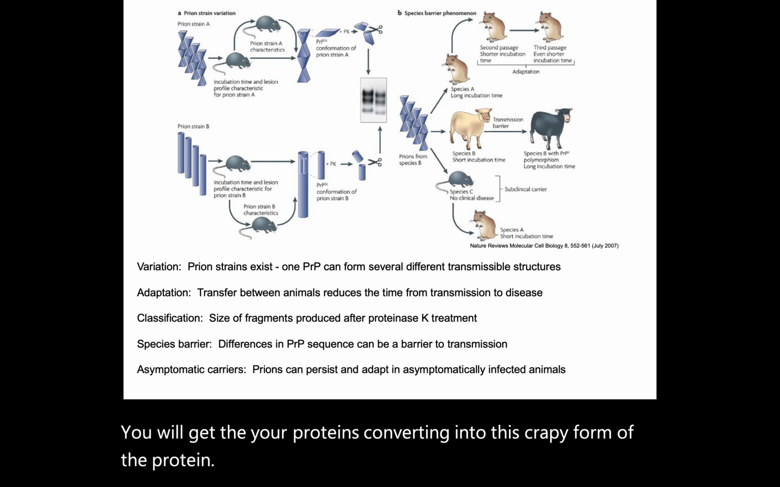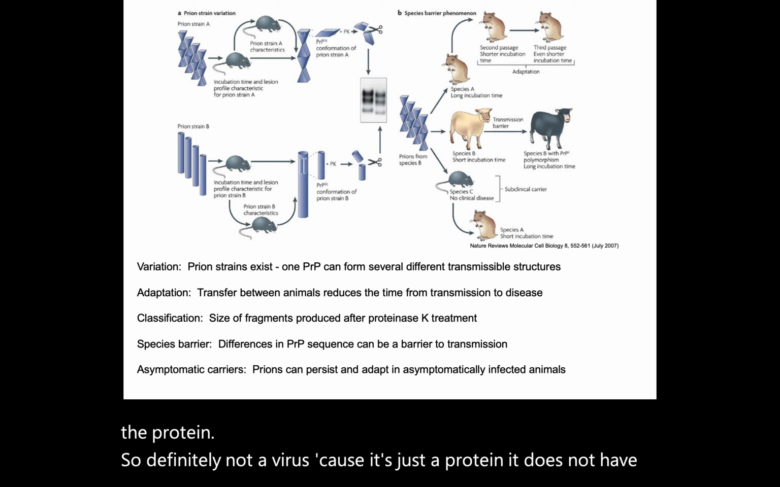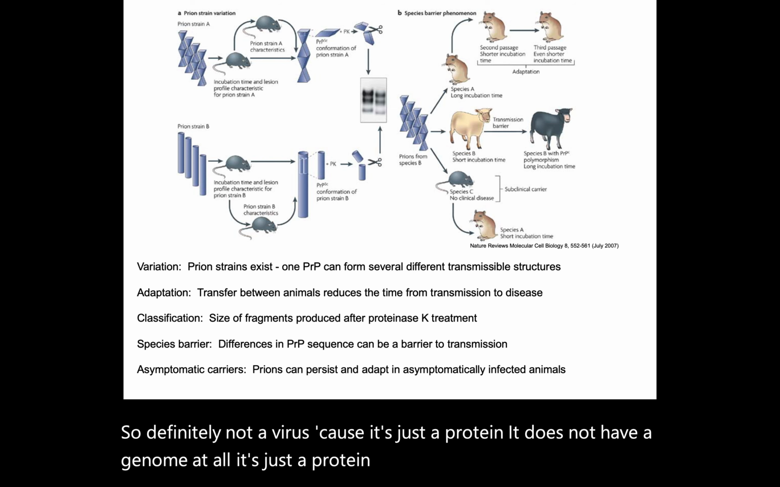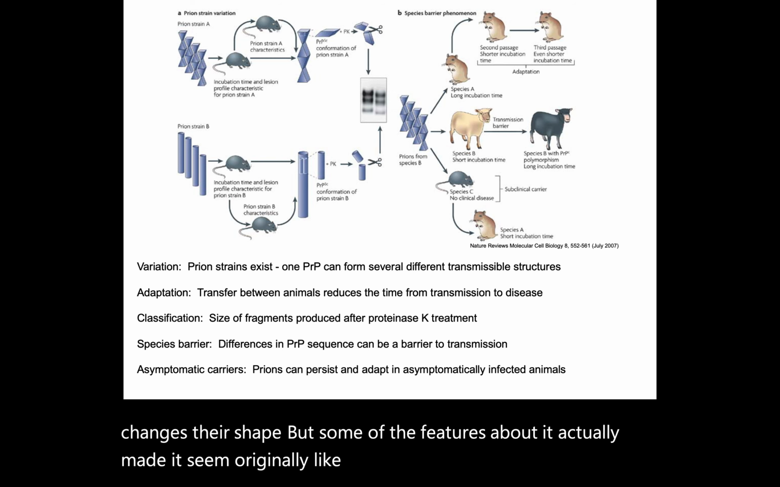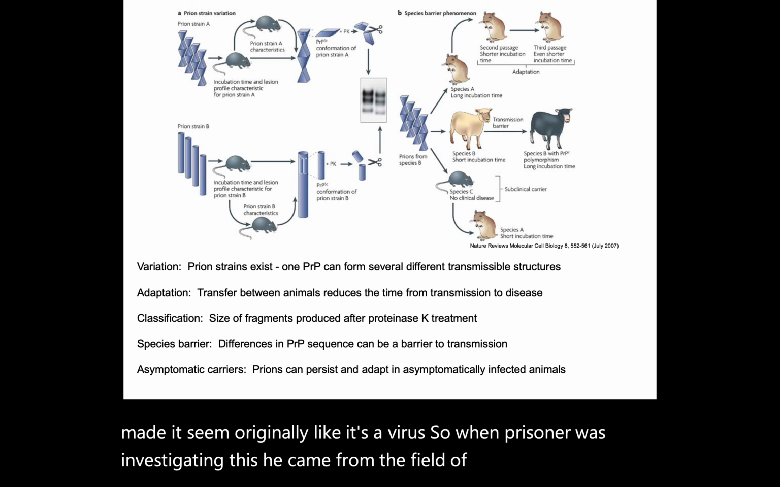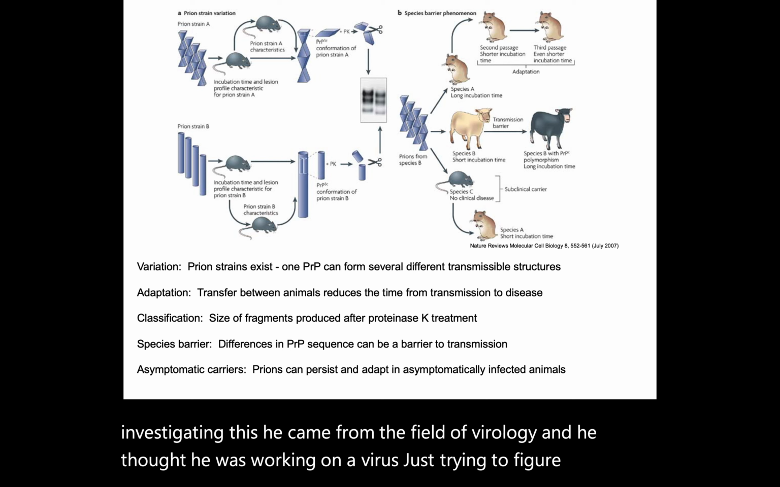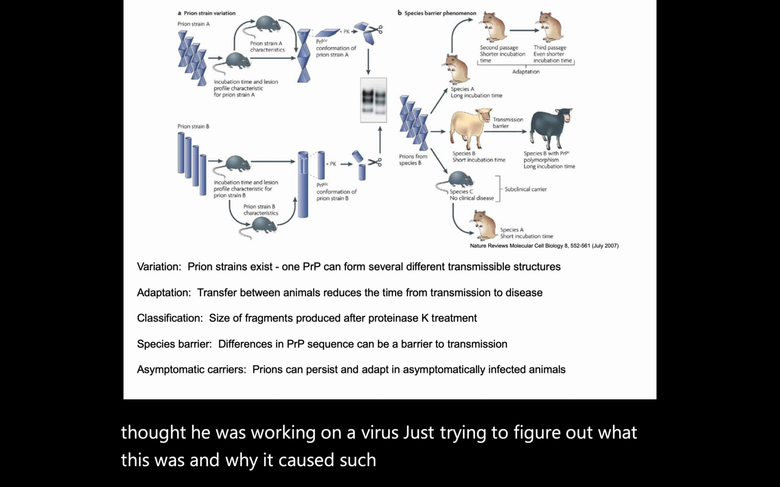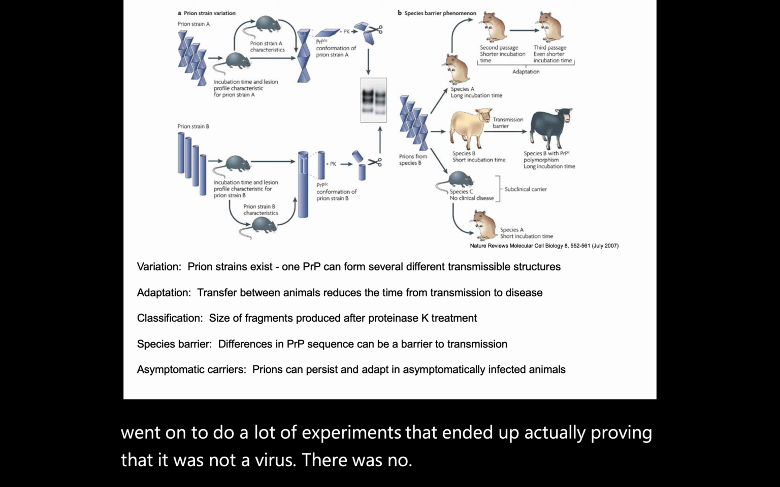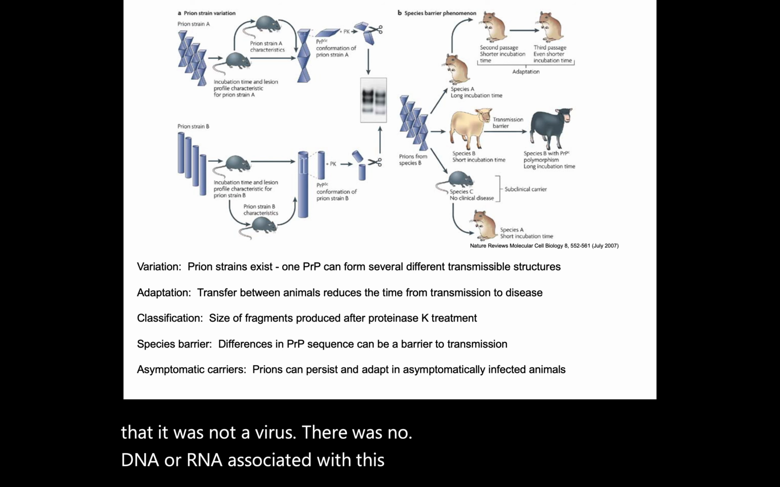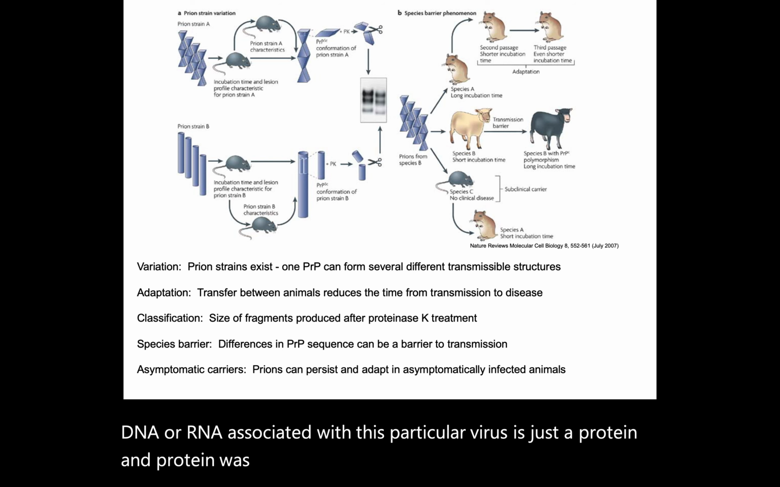Definitely not a virus because it's just a protein. It does not have a genome at all. It's just a protein that bumps into other proteins and changes their shape. But some of the features about it actually made it seem originally like it's a virus. So when Prusiner was investigating this, he came from the field of virology, and he thought he was working on a virus, just trying to figure out what this was and why it caused such a terrible disease. And then later went on to do a lot of experiments that ended up actually proving that it was not a virus. There was no DNA or RNA associated with this particular agent. It's just a protein. And protein was enough to transmit the infection.